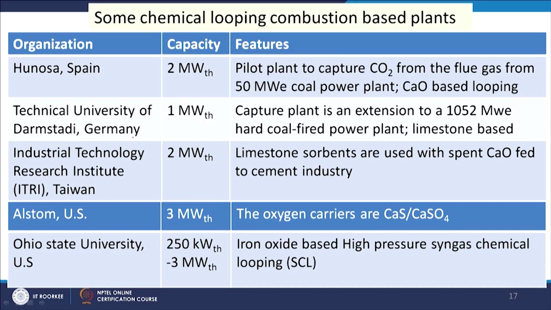Now, this slide gives us some examples of chemical looping applications in thermal power plants. So, this is in Spain, Germany, Taiwan, US, and this is also US. These are the capacities and these are the features. It is clear that here we have a calcium based looping system, here we have a limestone based chemical looping system, and this ITRI Taiwan is also using limestone sorbents with spent CaO, and Alstom US is using a CaS/CaSO4 system, and Ohio State University is using iron oxide based high pressure syngas chemical looping. So, that is for gasification applications.